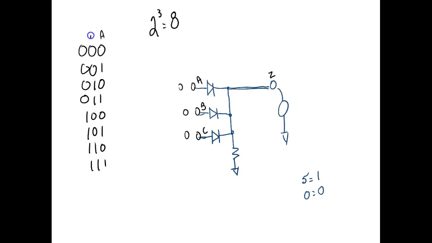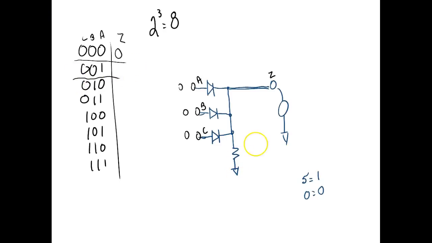Here's A, B, C. So I've got all zeros. What would Z be? I'm gonna put Z over here. Would it be a 1 or would it be a 0? Got to be a 0. I mean, where's it gonna get a 1 from, right? You understand?